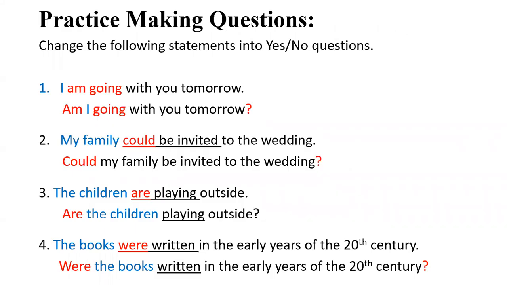Now, we want to change the following statements into yes/no questions. So let's practice doing this together, and let's see how we can change any statement into a question. Notice, I am going. I is the subject, am going is the verb. If I want to apply the rule, I take the first helping verb, which is am here, and put it before the subject. So the question is, am I going with you tomorrow?